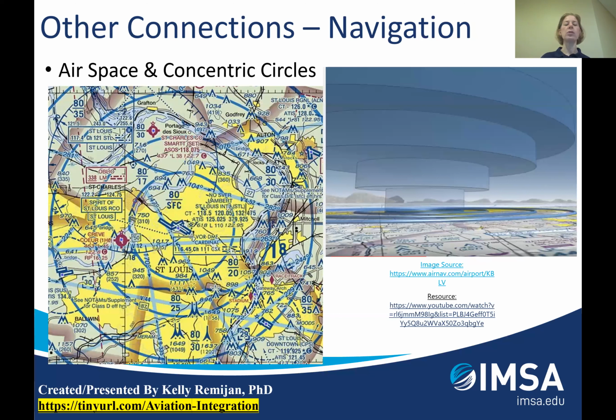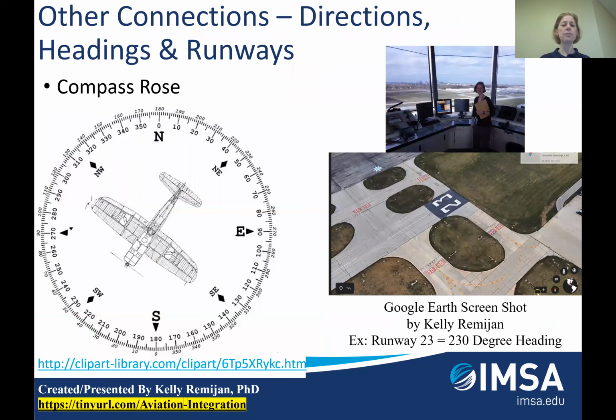Air traffic controllers and pilots utilize these types of maps. They're called aviation navigation charts. And within those maps or those navigation charts, you'll often see concentric circles. And so this is what it looks like on your map or your chart, but this is kind of what it resembles. It's almost like an upside down wedding cake. And what we have are cylinders. And so concentric circles and cylinders can be brought forth within a math classroom.